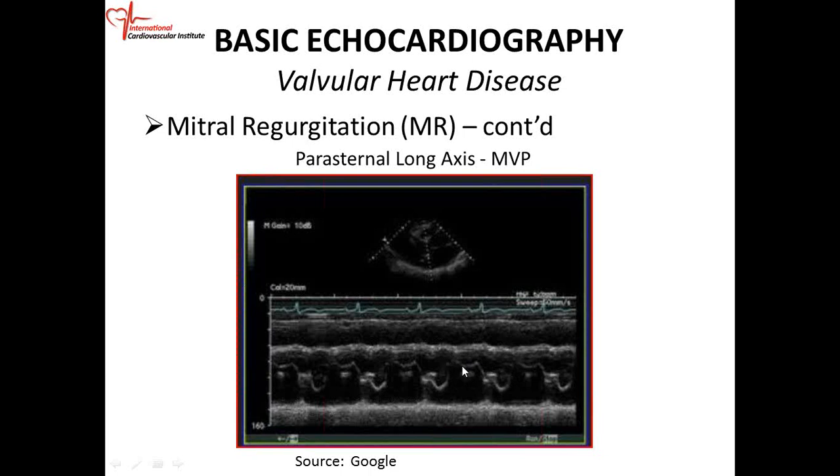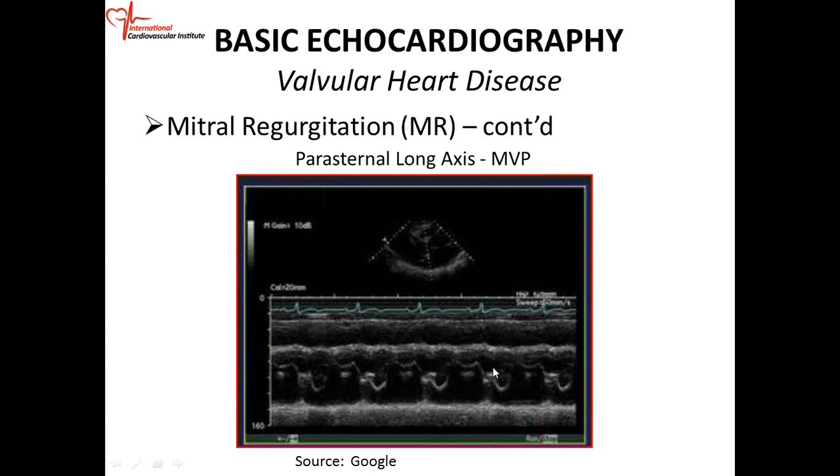Your E point, F, A, C, and your D point. You have to know what these different points stand for. But the mitral valve opens in diastole. It's normal. That's what you're supposed to get. And so you have to know what your normal M mode of the mitral valve looks like.